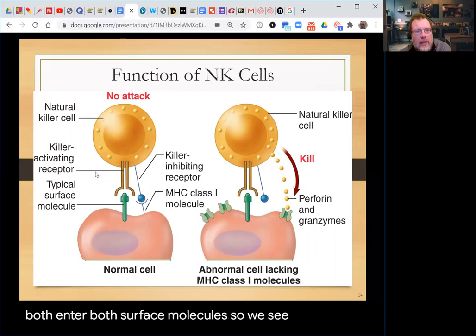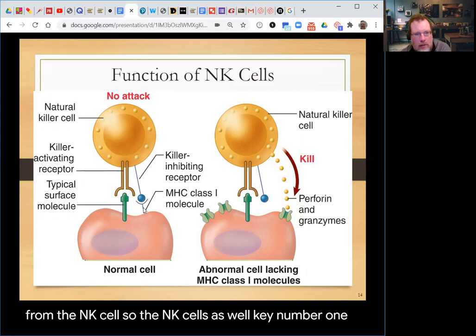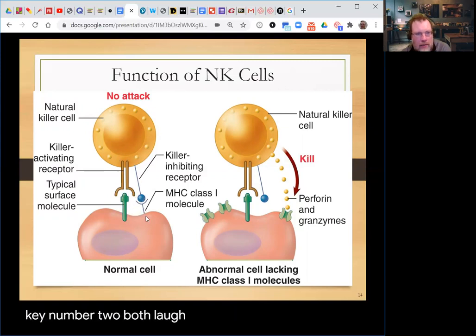So we see the natural killer cell comes by, it's able to recognize and plug in there, and it's got the little MHC class 1 molecule that's going to be able to link to the killer inhibiting receptor coming from the NK cell. So the NK cell says, well, key number 1, key number 2, both locks are available. So plug it in, and then keep moving. Go on to the next cell.